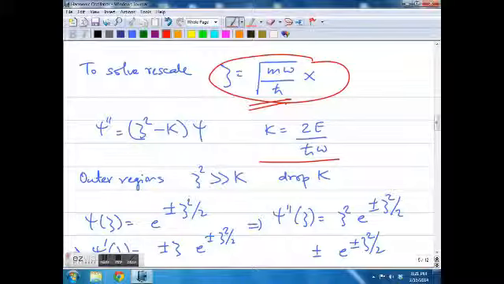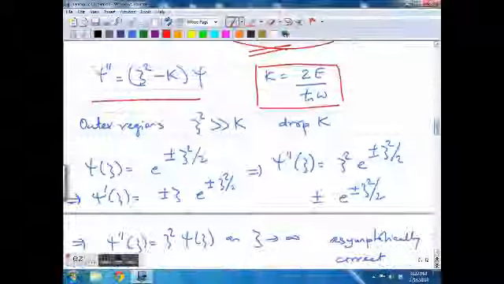Likewise, we can construct a dimensionless energy, which is constructed by taking the starting energy and dividing it by the natural energy in the problem, which is Planck's constant times the frequency. So in terms of these rescaled variables, I have this differential equation: psi double prime equals (xi squared minus k) acting on psi.